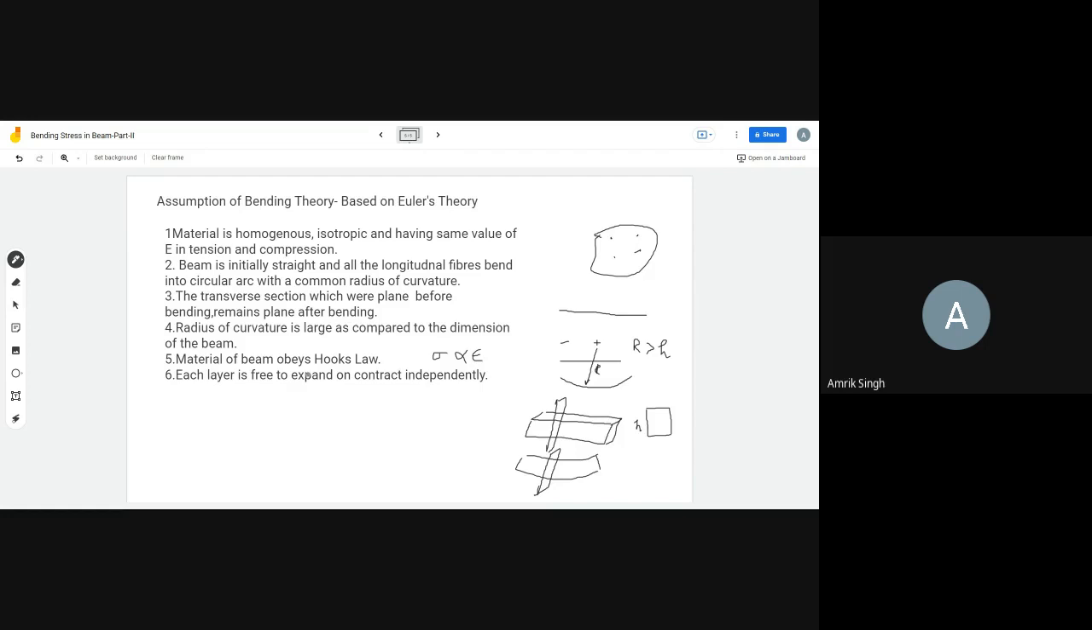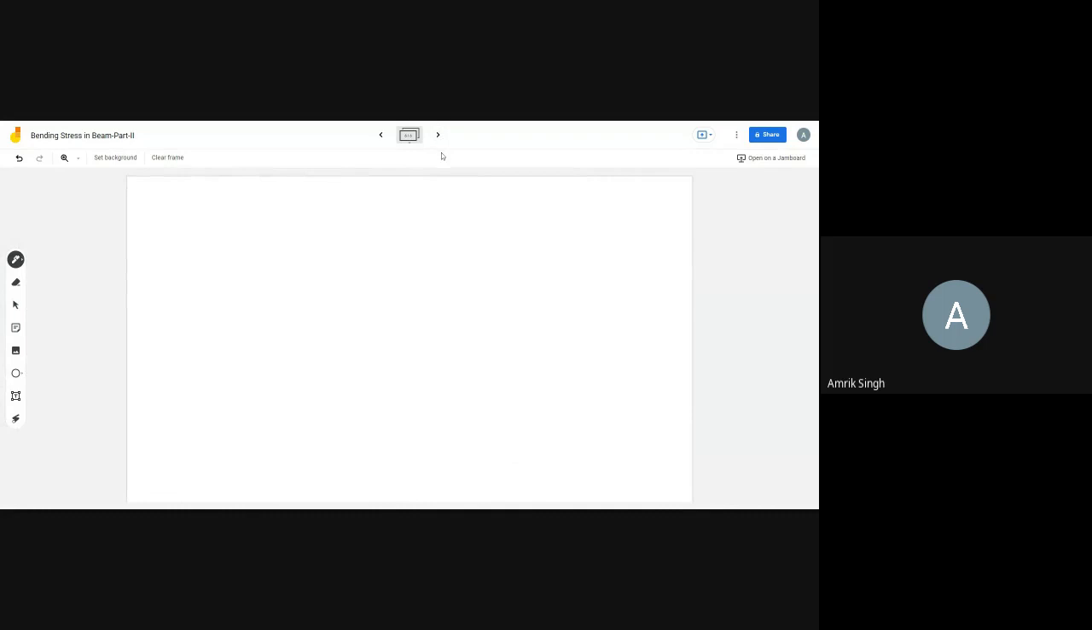Each layer is free to expand or contract independently. So this beam is made up of a number of layers like this, one layer above each other. So each layer can expand or contract independently. So these are the assumptions. So let us now prove the bending equation.